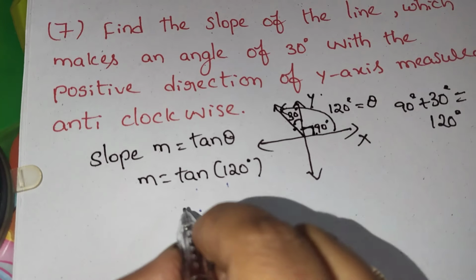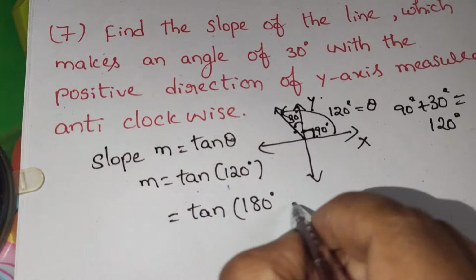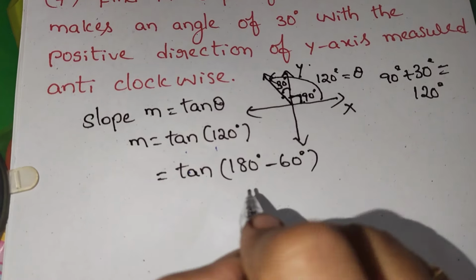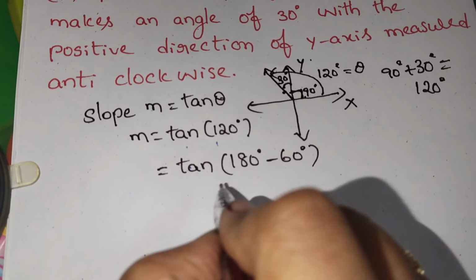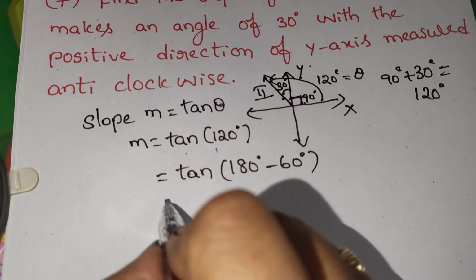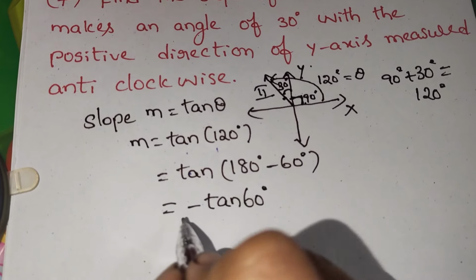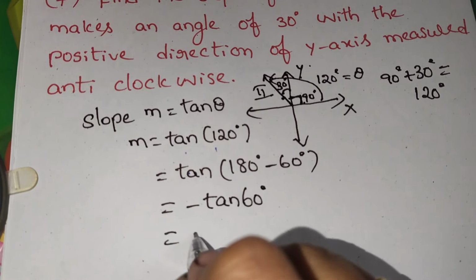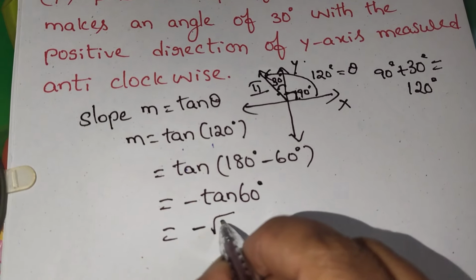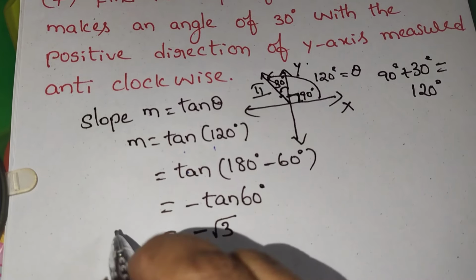120 degrees. What is this value? How can we write it? We can write it as 180 degrees minus 60 degrees. So what is the answer? 180 minus theta, second quadrant. In the second quadrant, tan is negative. So minus tan 60 degrees. What is the tan 60 degree value? Minus root 3. So this is the slope of the line m.